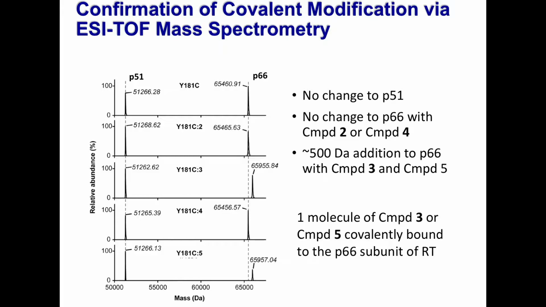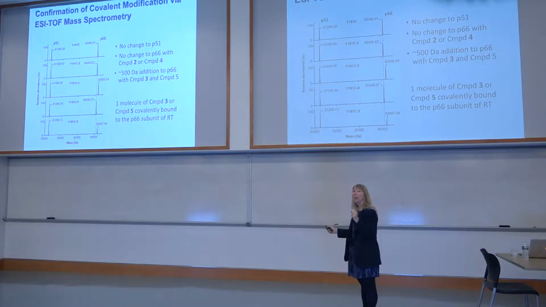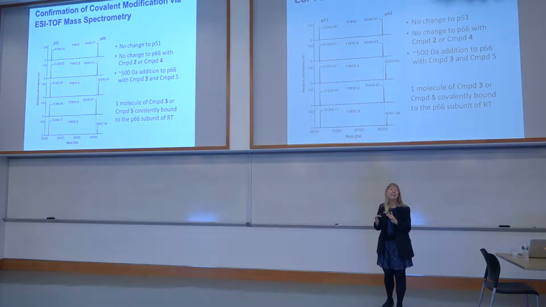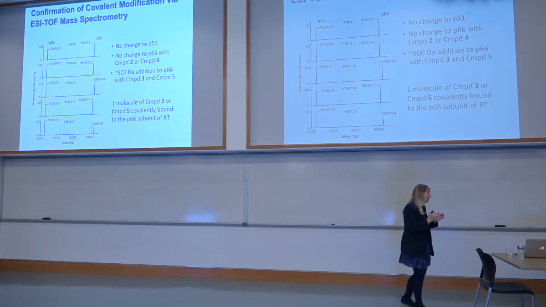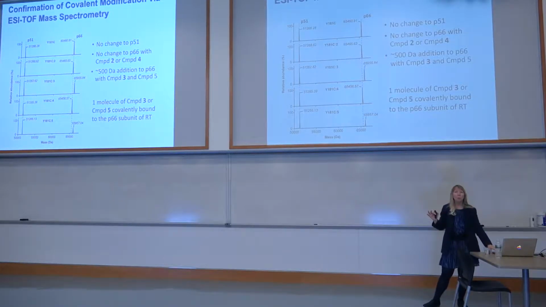And what we see in the case with 3 and 5 is we see a shift in mass only in the presence of compound 3 and compound 5. So we see this mass shift, and that tells us that there's only one molecule of each of these compounds bound to the P66 subunit. So that very strongly implies that it is indeed covalently modifying it. But this is a lot of experimental evidence, but really a picture is worth 1,000 words.